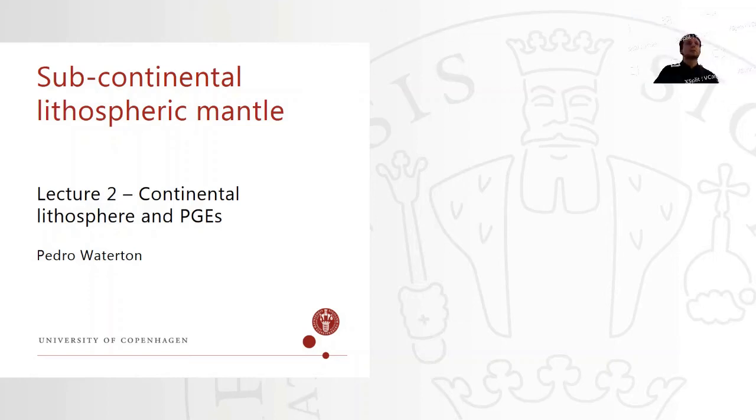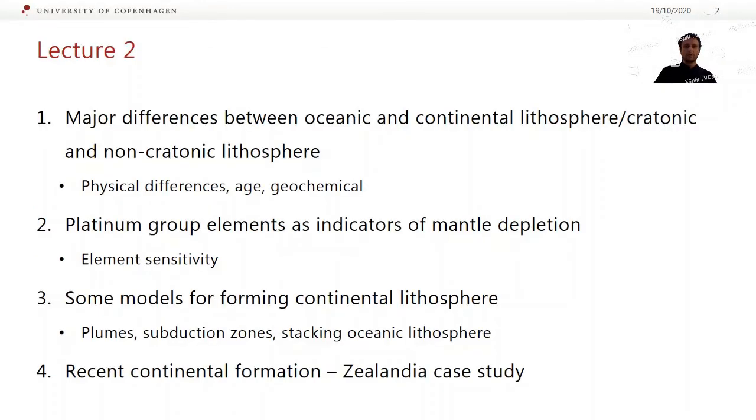In this next little lecture, I'll talk about continental lithosphere and a little bit about platinum group elements, or PGEs. I'll start talking about some of the major differences between these different types of lithosphere, first between oceanic and continental lithosphere, but it actually turns out that the bigger differences are between cratonic and non-cratonic lithosphere. Talk a bit about the physical differences, differences in age, and geochemical differences.